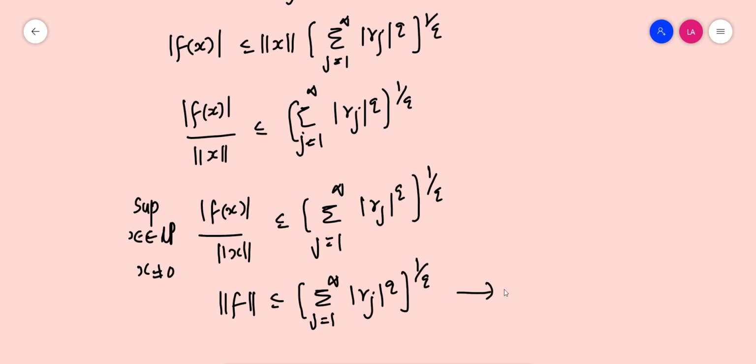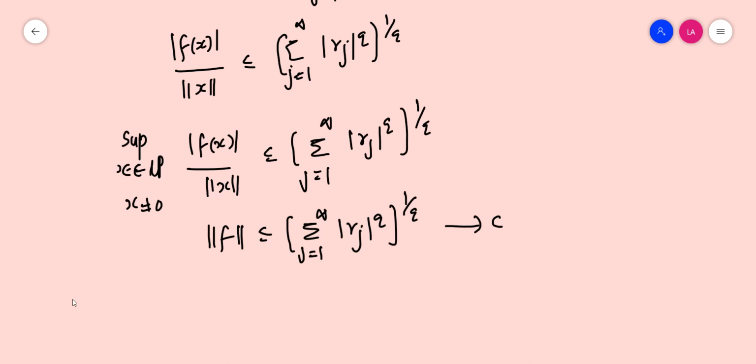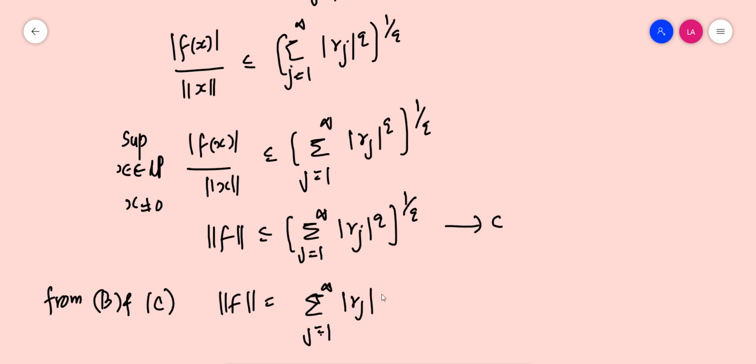So if we call this equation C, from equations B and C, we can write norm f should be equal to the summation j equal to 1 to infinity of modulus of gamma j raised to q, the whole raised to 1 by q.